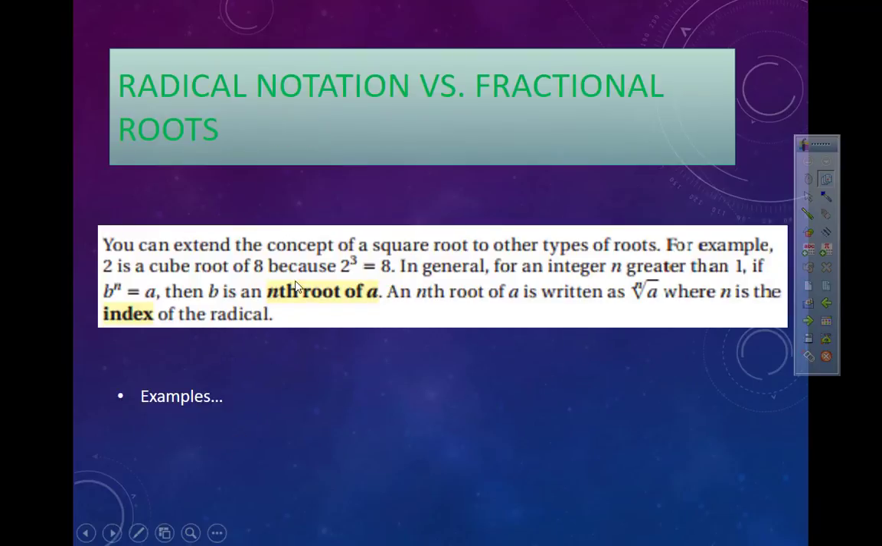Part of what we need to learn are different ways of writing things. There's certain notations we use. And so, as I was saying earlier, if we put a number in here, it tells us which root we're dealing with. And so that number in there is called the index.